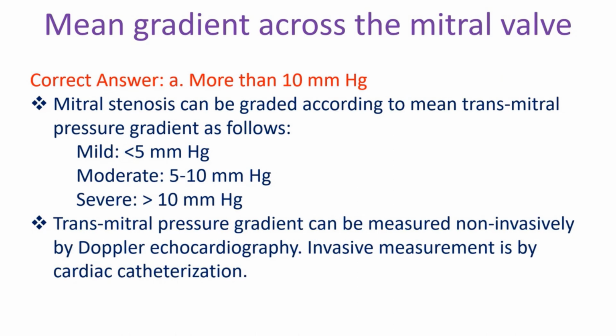Mitral stenosis can be graded according to mean transmitral pressure gradient as follows. Mild, less than 5 mm of mercury. Moderate, 5 to 10 mm of mercury. Severe, more than 10 mm of mercury. Transmitral pressure gradient can be measured non-invasively by Doppler echocardiography. Invasive measurement is by cardiac catheterization.